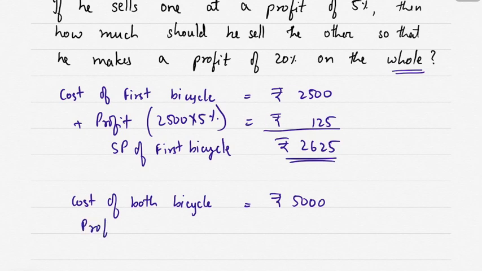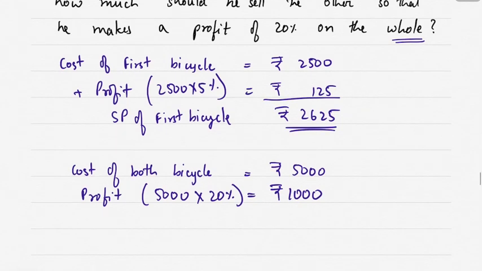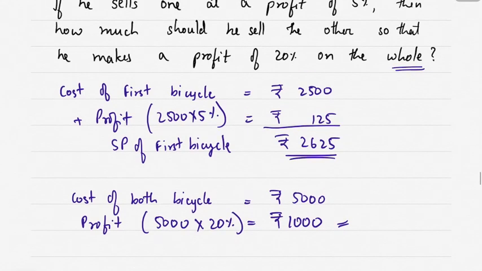So, profit would be 5,000 into 20%, which will be 1,000, correct? Okay, this is what you need. So, on both the bicycles he should make 1,000 profit. He has already made 125. So, how much is remaining?